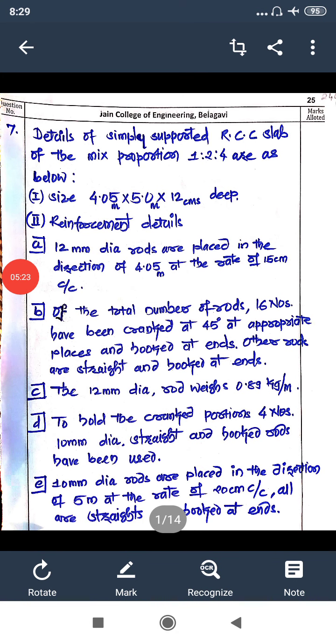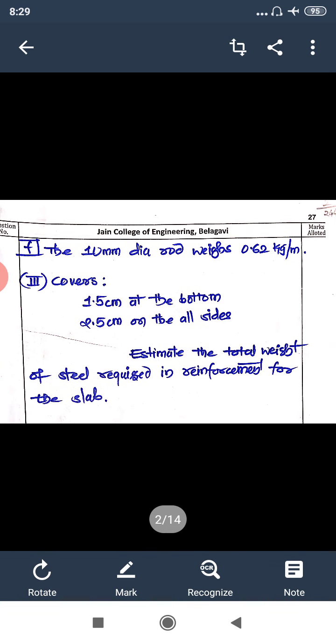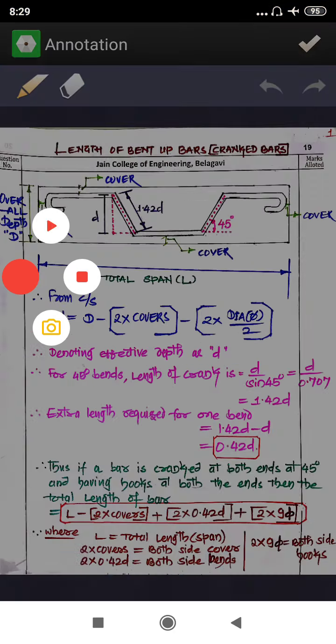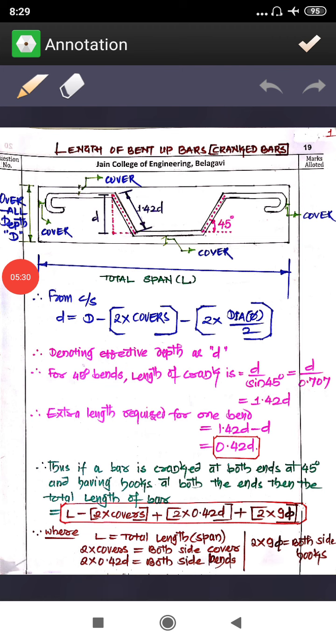Now all the details I have written here in a simpler way, whatever things they have mentioned in the problem. First and foremost, we need to determine the bars. There are three categories of bars: straight bars, bent up bars and distribution bars.